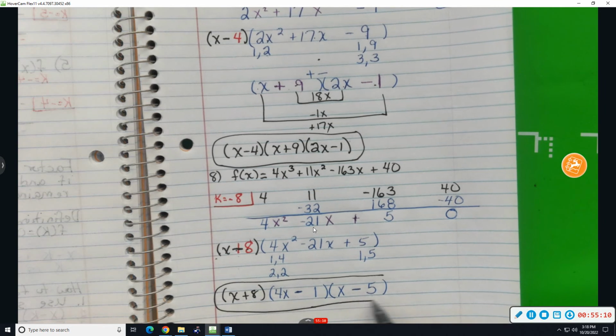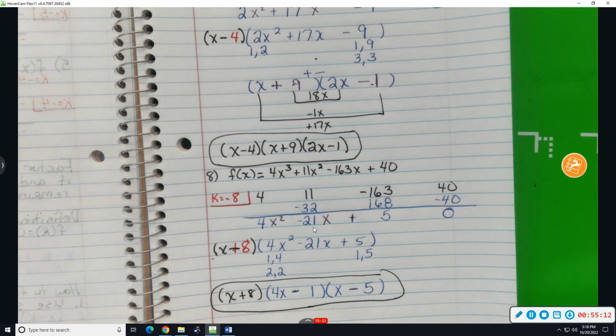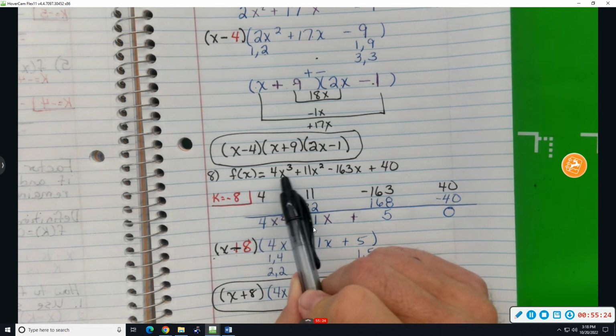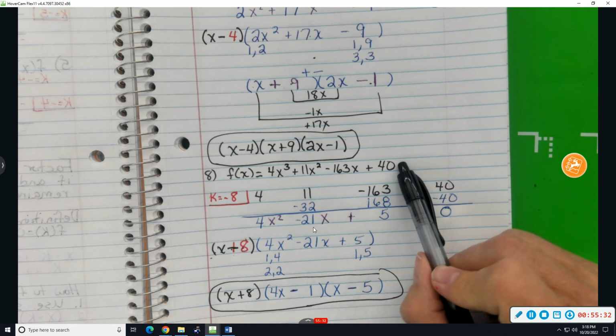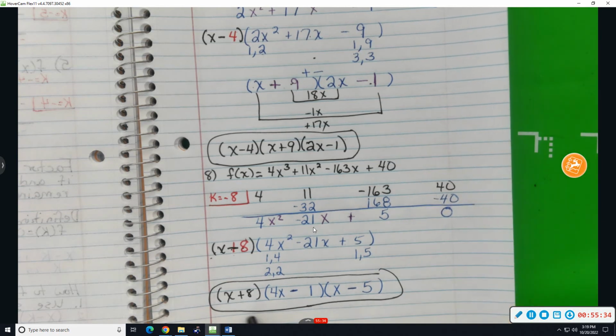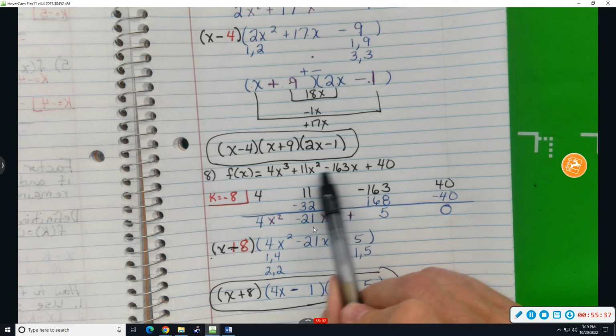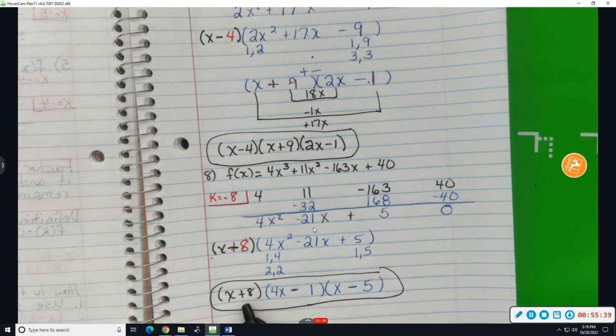synthetic division, how long would it have taken you to guess that one? x plus 8 times 4x minus 1 times x minus 5. Notice, the three first terms have to multiply together to give you that first term. The three last terms have to multiply together to give a positive 40. So how long would it have taken us to figure out that in order to get these terms, we would need a positive 8, a negative 1, and a negative 5 there? I think it'd take a while.